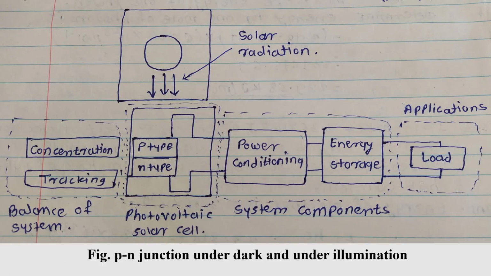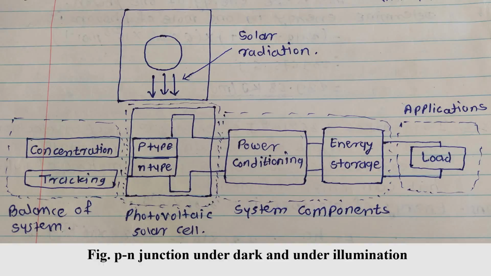We have the balance of system, meaning we have considered the working of the system through the balance of system. The balance of system depends on two factors: first one concentration and second one tracking. These two factors are connected, and that's why we have the balance of the system.